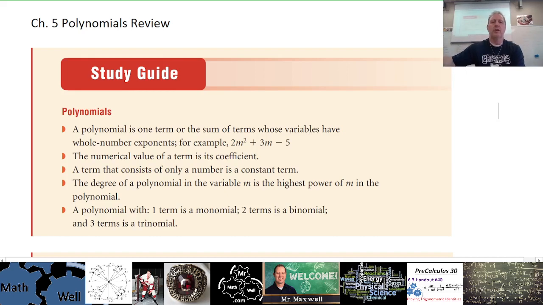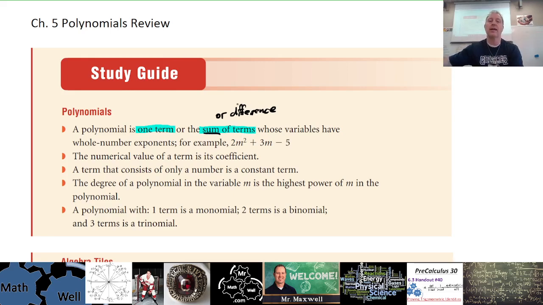So a polynomial is either one term, so it can be a single term, or the sum of terms. And when they say sum of terms, you can actually add negative terms as well. So the sum or difference, really, that means addition or subtraction. So the sum of terms could be a sum of positive or negative terms. We have to remember that.